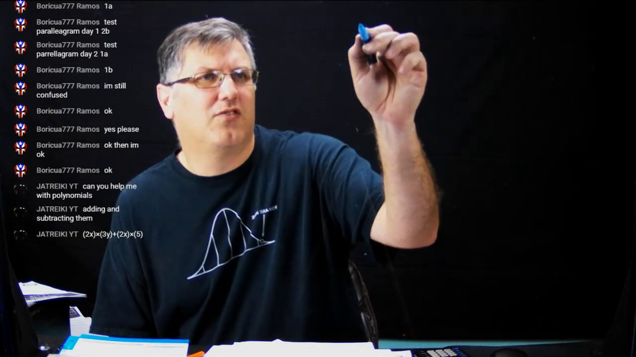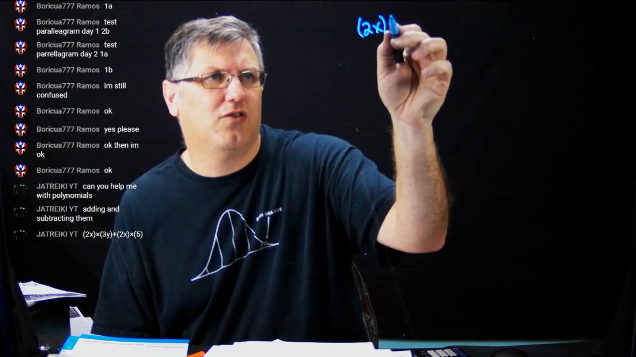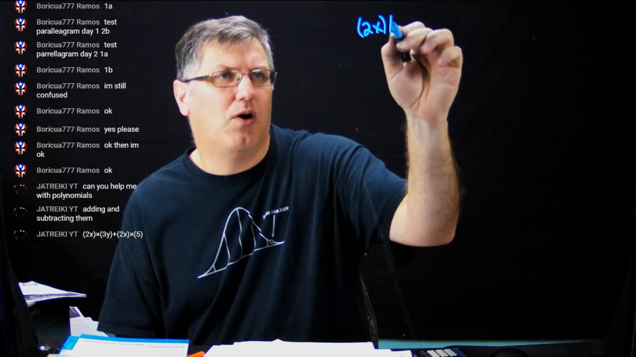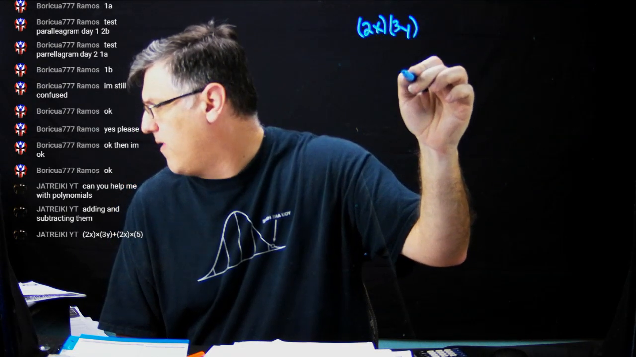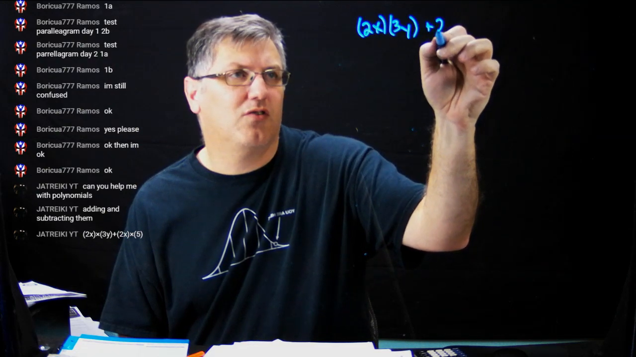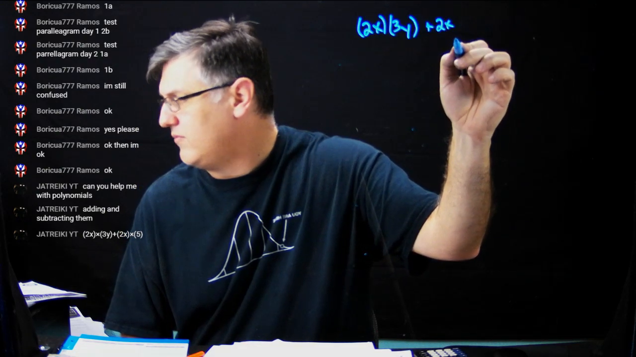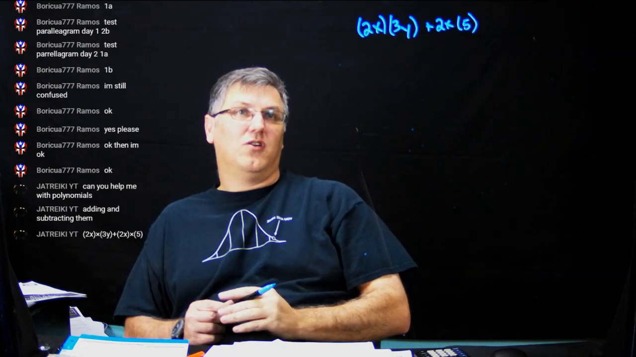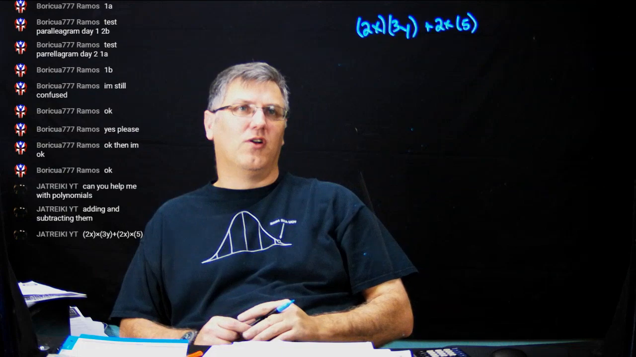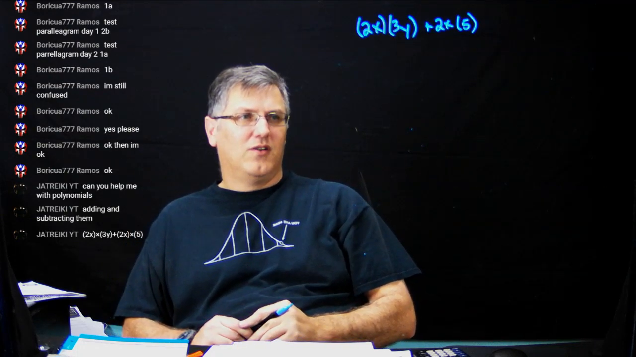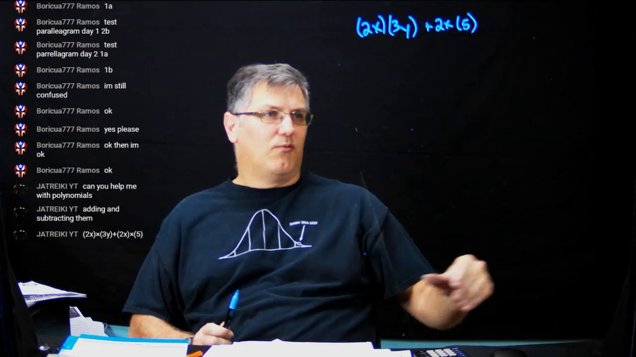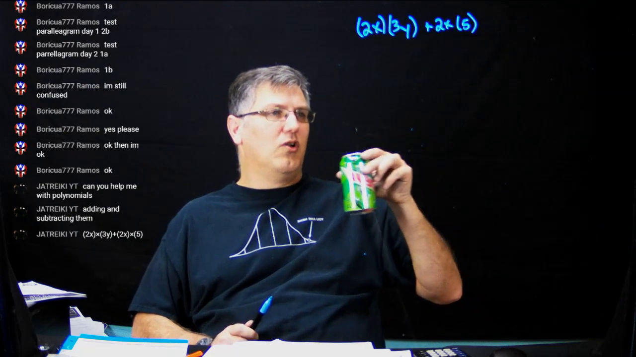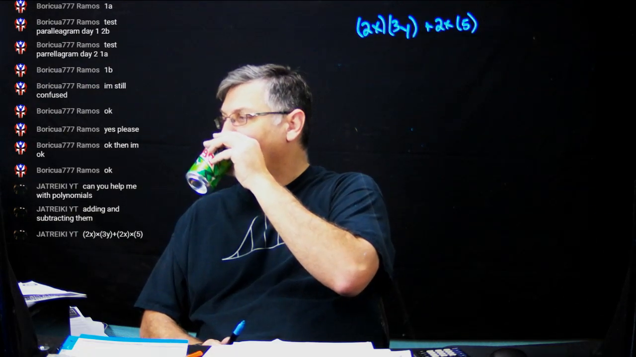So you have this: 2x times 3y plus 2x times 5. Is that what you want? Because you're going to be really, really disappointed on this. We'll wait for you to say yes or no if this is what you actually meant by what you typed in.